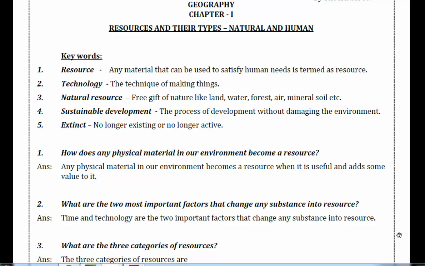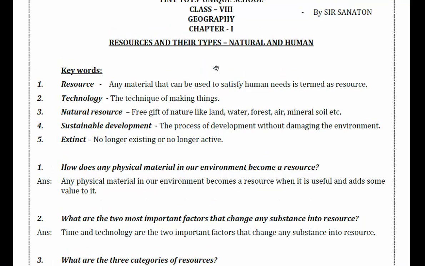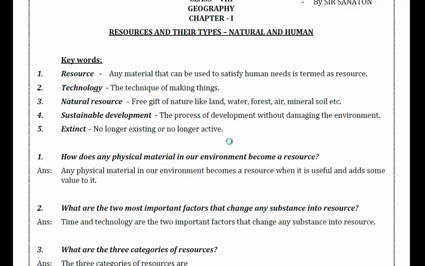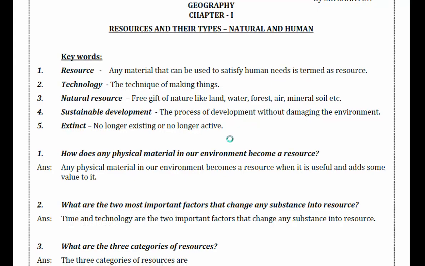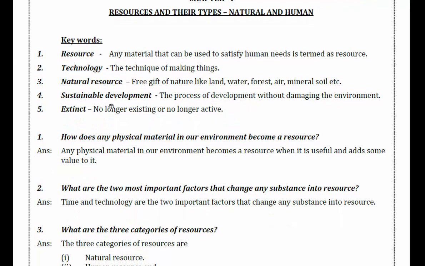Okay, today let's have revision on your notes and exercises of your geography. Chapter 1, resources and their types, natural and human. Before we go into the details of these notes and exercises, first of all, let us see the keywords together.